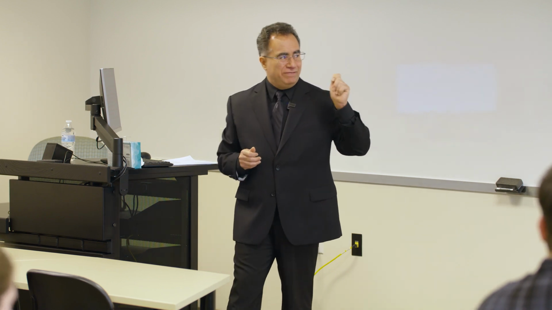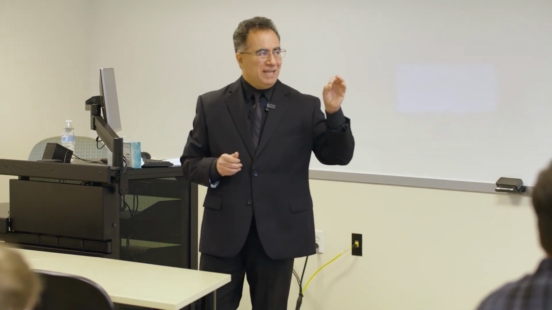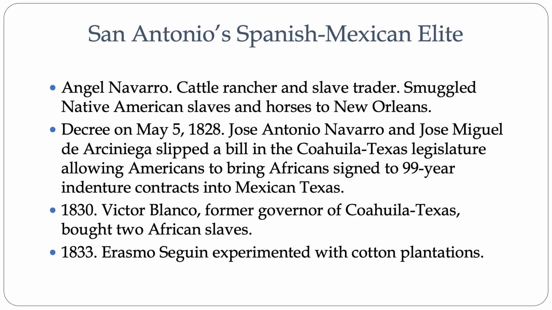In answering your question, it was on May 25th, 1828, that two Tejanos, two Mexican Americans from Texas, Jose Antonio Navarro, the son of Ángel Navarro, and Jose Miguel de Arciniega, slipped this bill into the Coahuila y Texas legislature, allowing Americans to bring Africans signed to a 99-year indenture contract into Mexican Texas. 99 years.